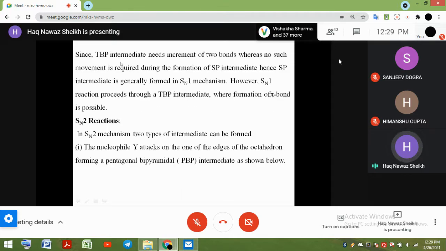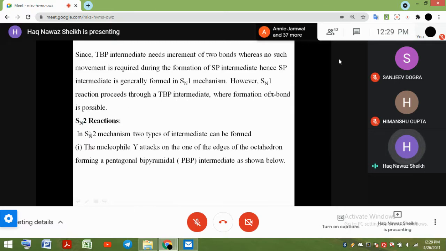Since trigonal bipyramidal intermediates need some more energy for the interconversion, the movement of the two bonds, whereas no such movement is required during the formation of the square pyramidal intermediate. Hence, the square pyramidal intermediate is generally formed in the SN1 mechanism. However, SN1 reactions may proceed through a trigonal bipyramidal intermediate also, where the formation of pi bonds is possible, right?